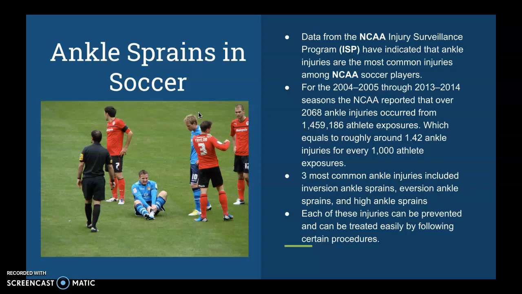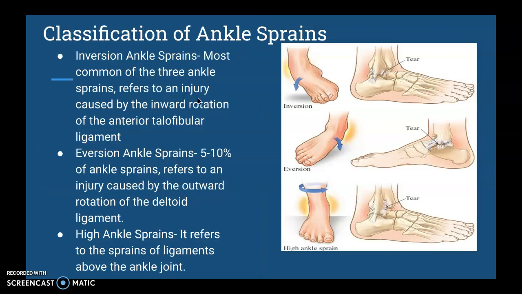Three of the most common ankle injuries included inversion ankle sprains, eversion ankle sprains, and high ankle sprains. Each of these injuries can be prevented and can be treated easily by following certain procedures. I want to talk a little bit more about the types of ankle sprains, get you guys to know a little bit more about them. Inversion ankle sprains are one of the most common. They refer to the inward rotation of the anterior talofibular ligament. It's also referred to as rolling your ankle inwards.